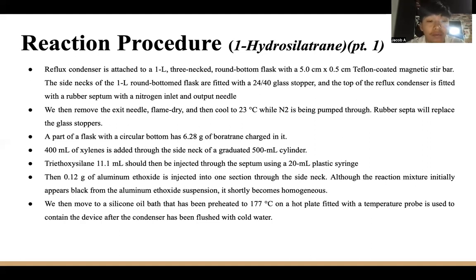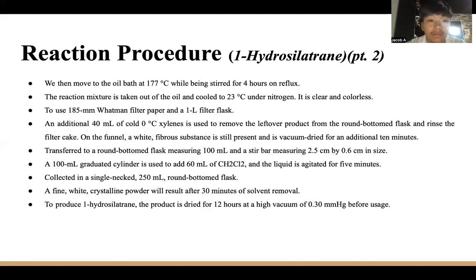We then move to a silicone oil bath that has been preheated to 177 Celsius on a hot plate fitted with a temperature probe, used to contain the device after the condenser has been flushed with cold water. The mixture is stirred at reflux in the 177 Celsius oil bath for 4 hours. The reaction mixture is taken out of the oil and cooled to 23 Celsius under nitrogen. It is clear and colorless, as we may see.